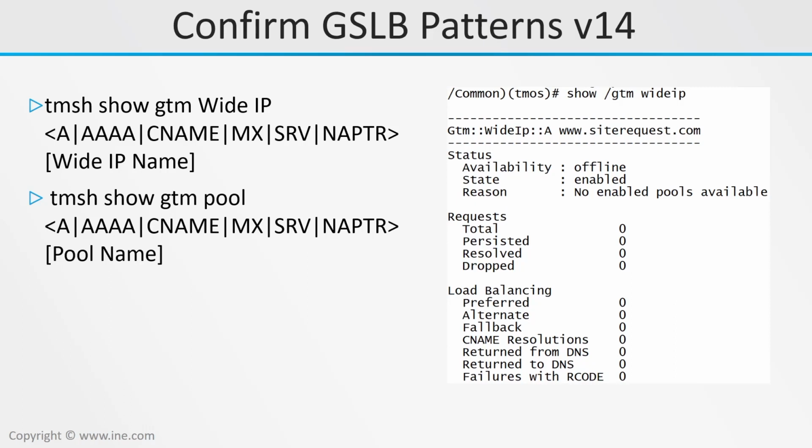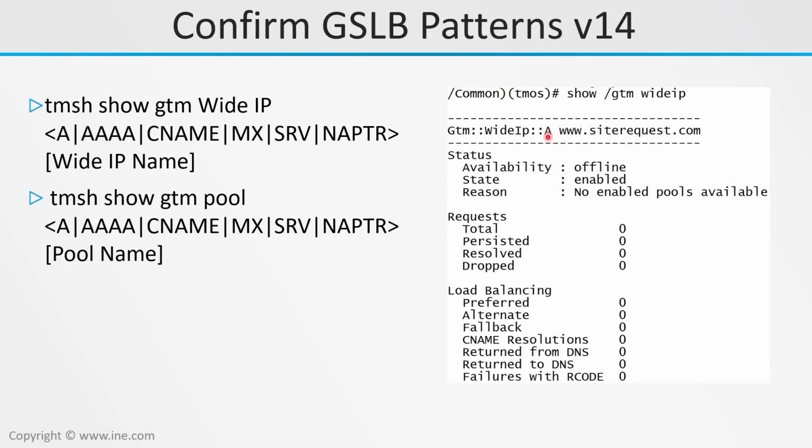So first we're going to take a look at GSLB, wide IPs, and GTM pools. So if you're curious about what's happening with the load balancing coming into the wide IP, and I want to confirm that it's making the right decisions based on what I set it up for, well, you can use the GUI. You can also use the command line. So in this case, we're doing a show gtm wide-ip, and you can either specify the type of wide IP it is. I'm just doing a show gtm wide-ip, so it's dumping out all the wide IP information.